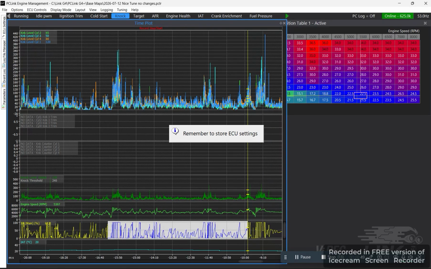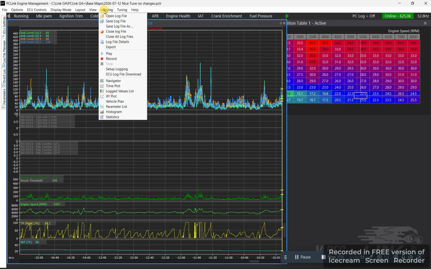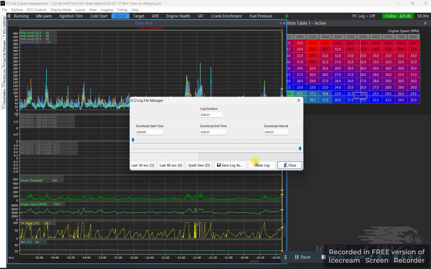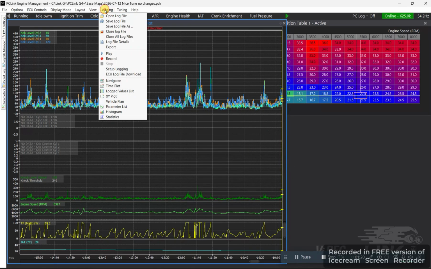The second thing, we come up here to logging and we can go down to ECU log download. I can click here and I can save the log file, and the log file is as large as the memory is on the Link ECU. So that's a very large one, or I can save the last 30 seconds of a run or the last 60 seconds. I like to save the whole thing. Come up here to logging, open it from where you saved it.